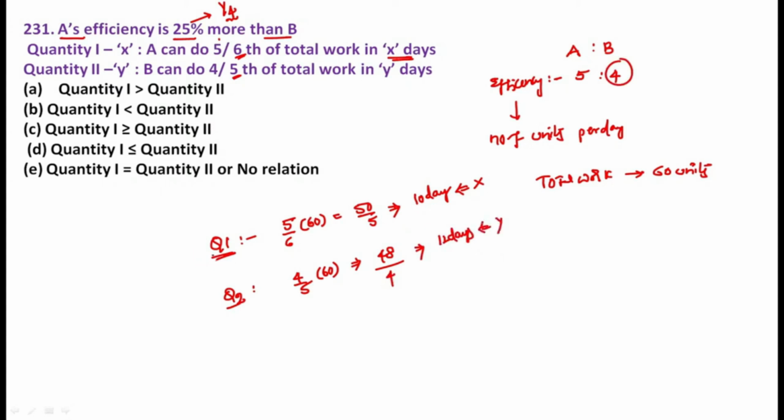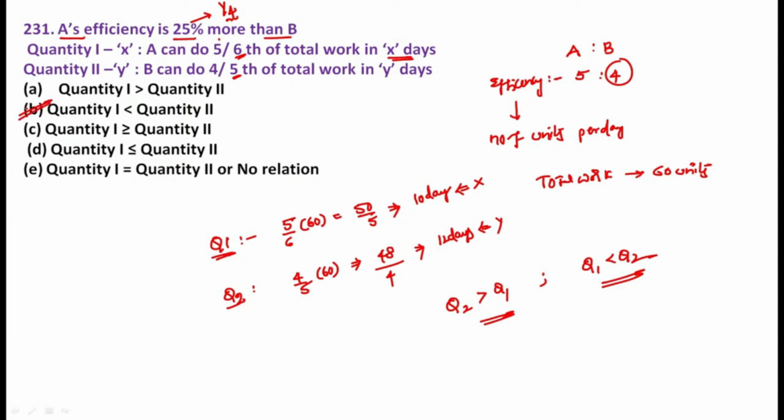Now we have to compare which quantity is higher or lower. You already know that if quantity 1 is 10 and quantity 2 is equal to 12, definitely quantity 2 is greater than quantity 1, or quantity 1 is less than quantity 2. Now you can choose your option based on your calculation. The suitable option for this question is B.